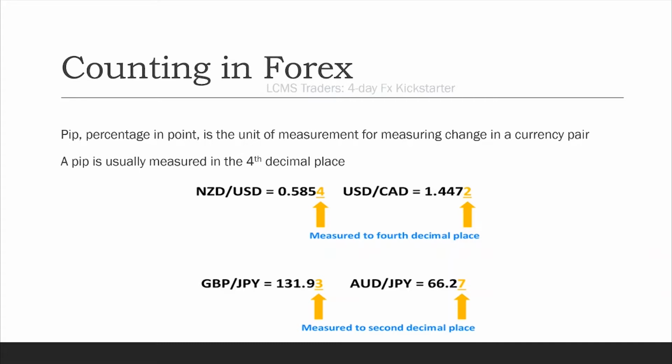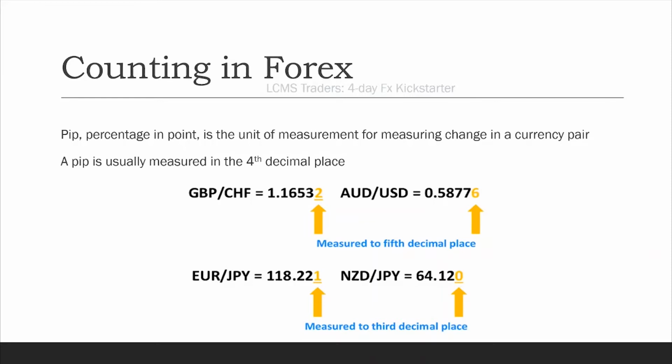When we have yen pairs, when there's a pair that has yen, JPY in it, we actually measure it to the second decimal place. So pound yen in this example, 131.93. 3 is the pip, and Aussie yen at 66.27. 7 is the pip.